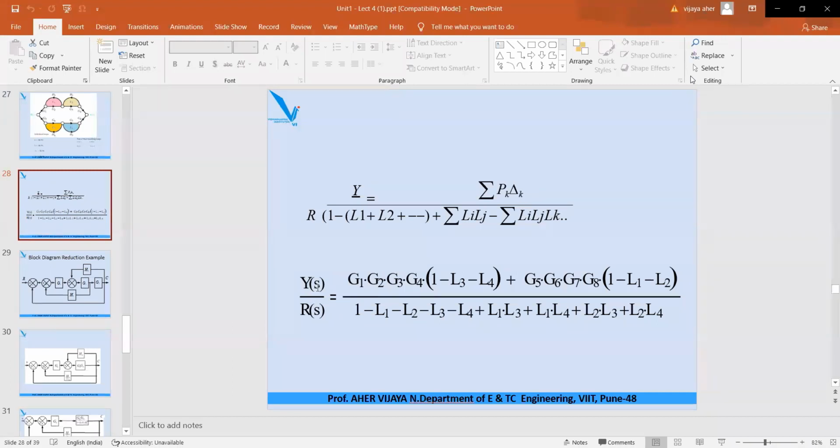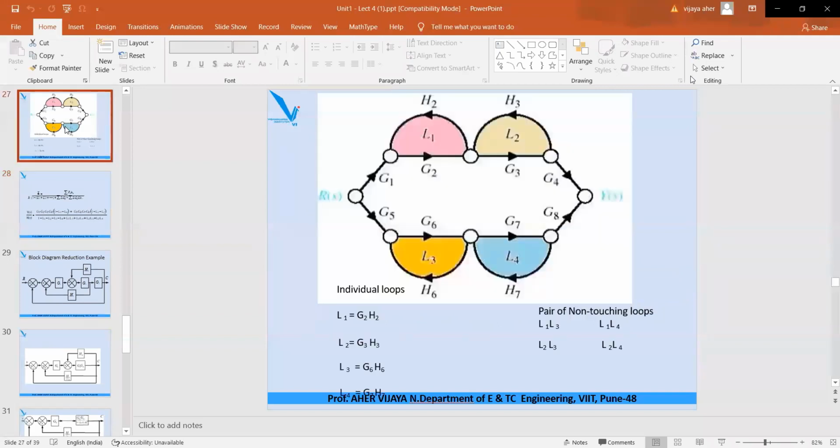Here Y(s) is the output and R(s) is the input. So this is the equation, and this is the transfer function for this SFG. That is what you have studied.